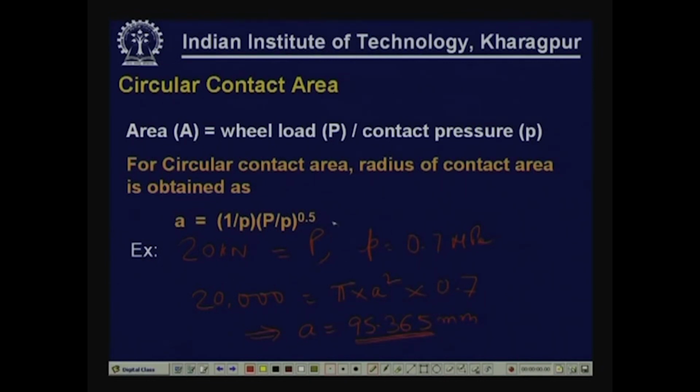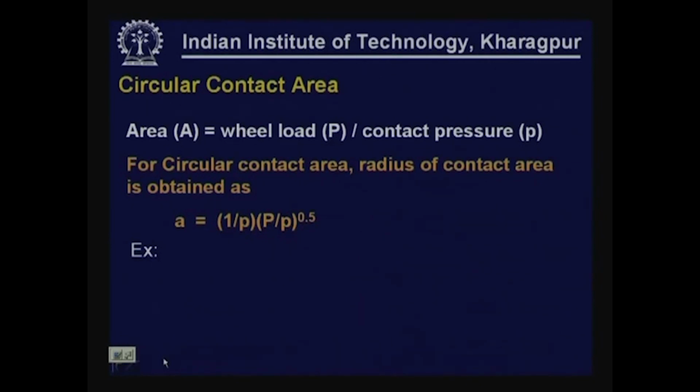This is the parameter that we are going to use in pavement design. So, if you know the applied load and also know the pressure, which we assume to be uniformly distributed and equal to the inflation pressure, then we can find out the radius of contact area, provided we are making an assumption of circular contact area.